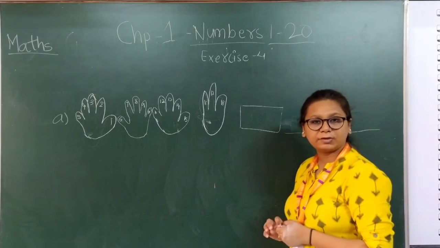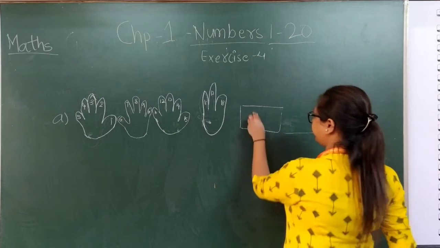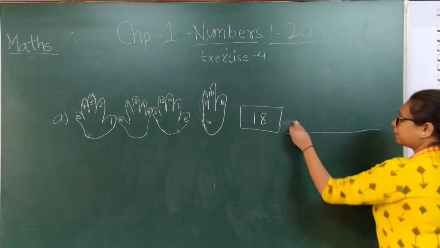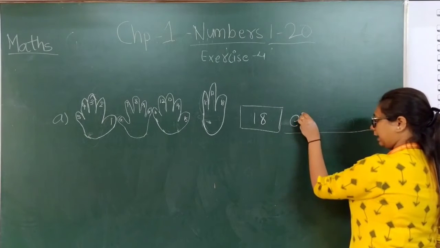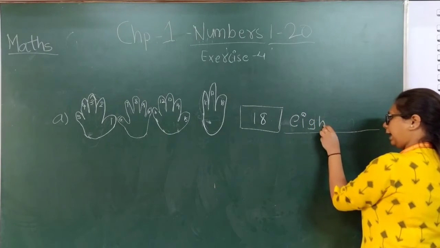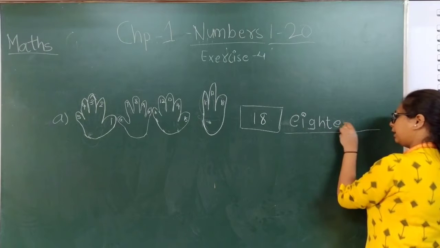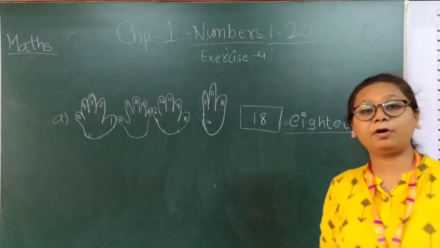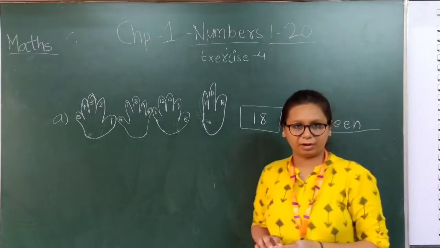How many fingers can you spot? 18. So we will write 18 over here and here we will write the number name, that is E, I, G, H, T, double E, N, eighteen. So you can carry forward the exercise in the same way.